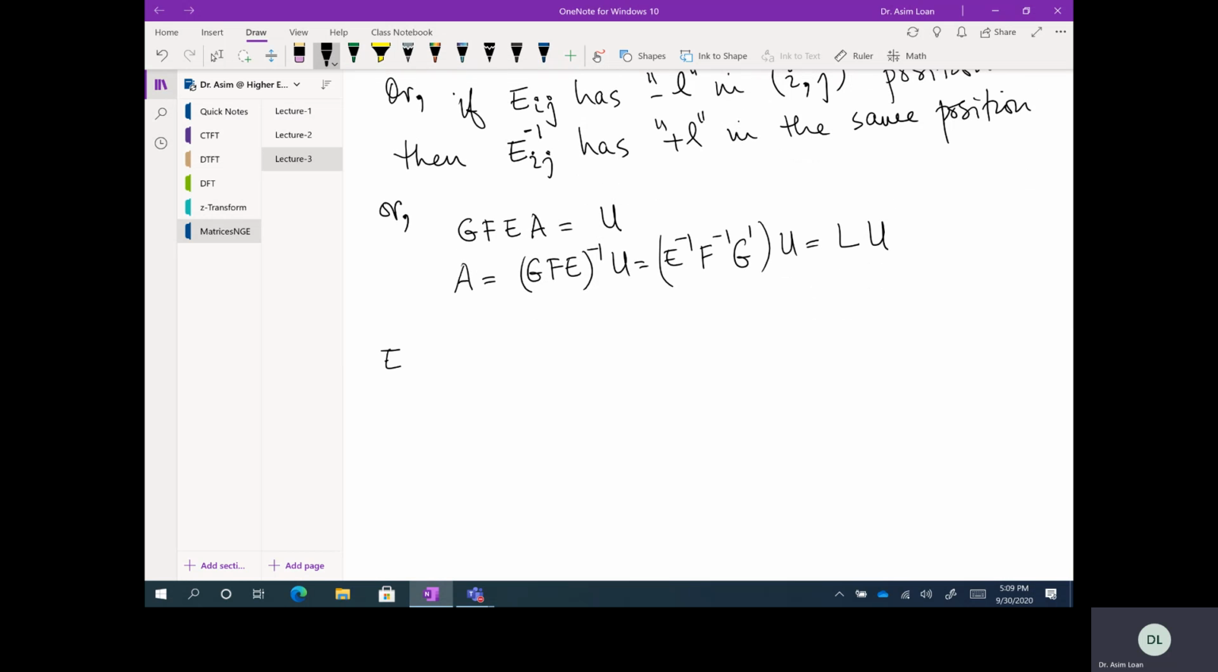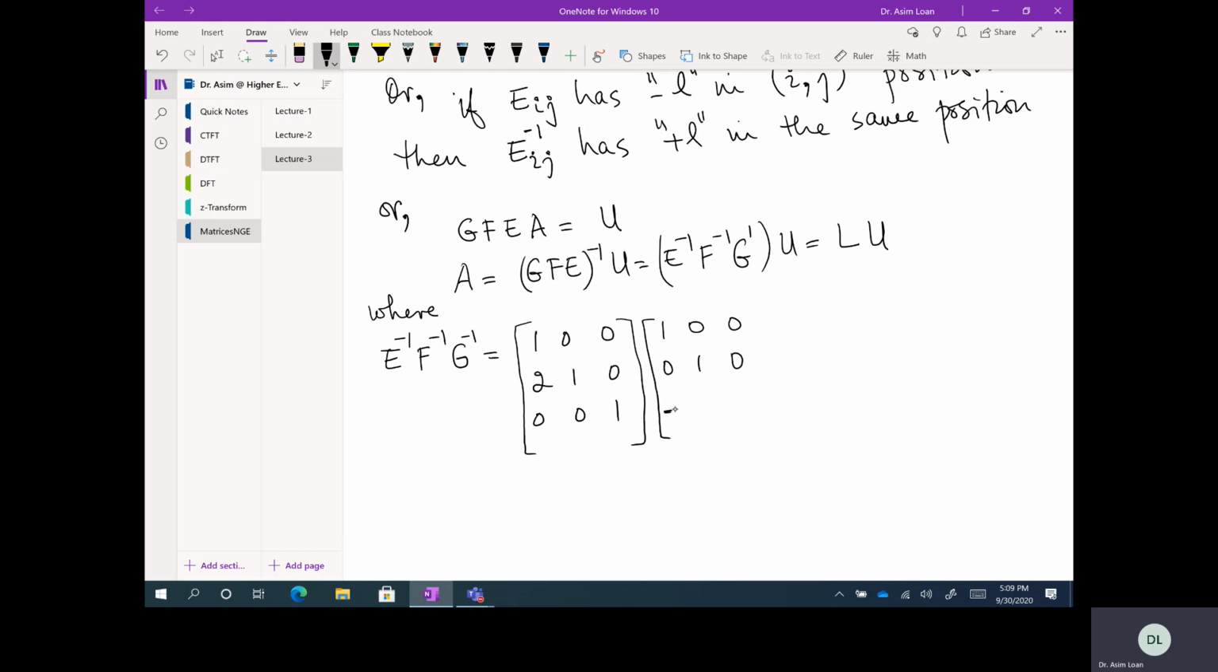And what are E inverse, F inverse, G inverse? So E inverse is [1, 0, 0; 2, 1, 0; 0, 0, 1]. F inverse is [1, 0, 0; 0, 1, 0; ...]. We had a 1 here, so we'll have a minus 1 here, 0, 1. And G inverse is simply [1, 0, 0; 0, 1, 0; 0, minus 1, 1].